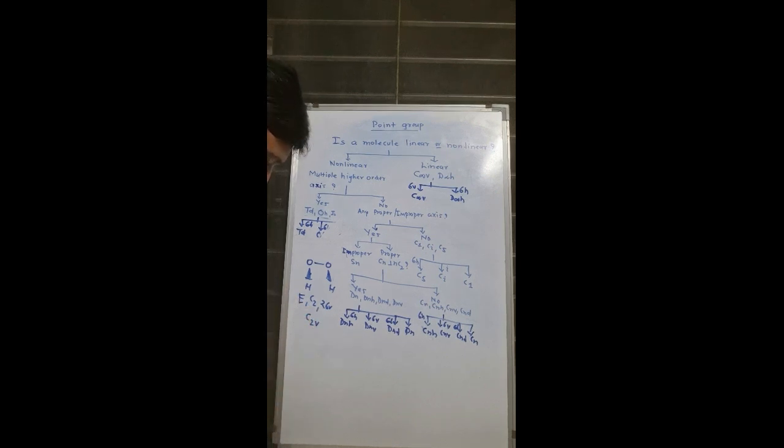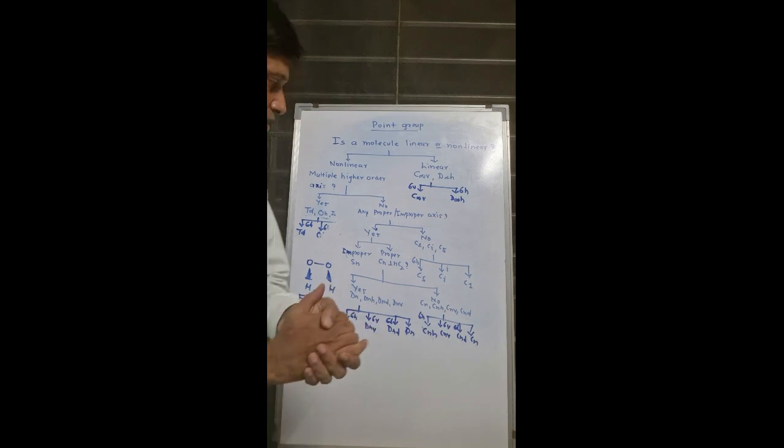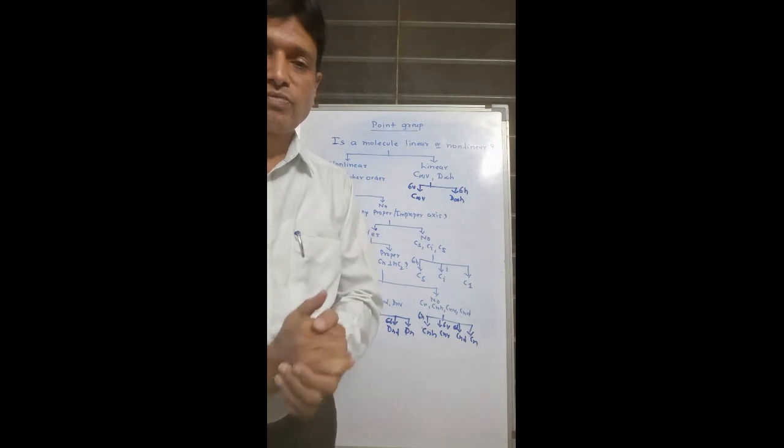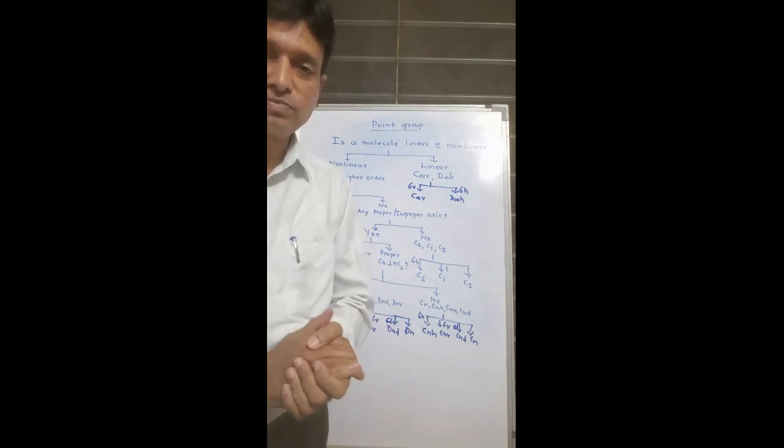So I think these are enough examples to assign a point group according to the systematic method.